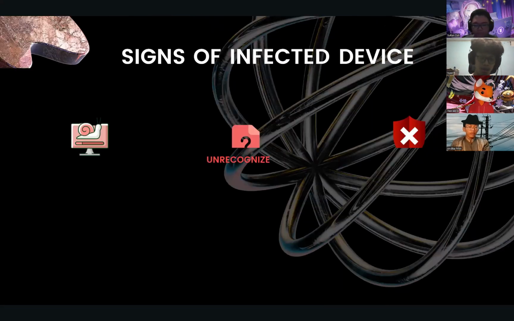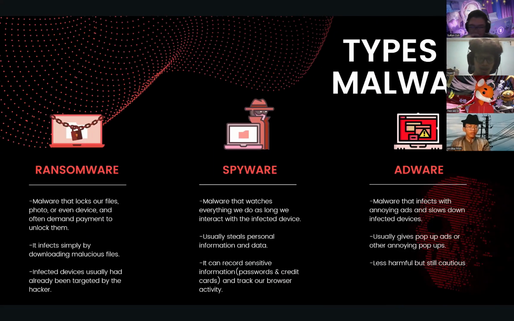Okay, so the fourth type of malware is ransomware. This type of malware usually locks our files, photos, or even the entire device, and often demands that the infected device's users pay, so that they will unlock the files.